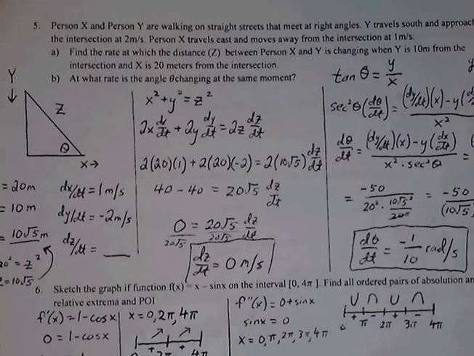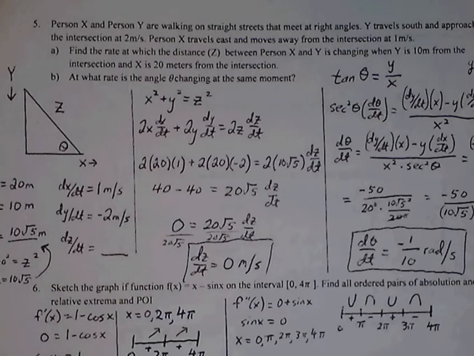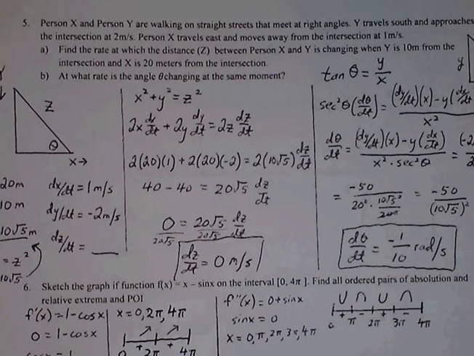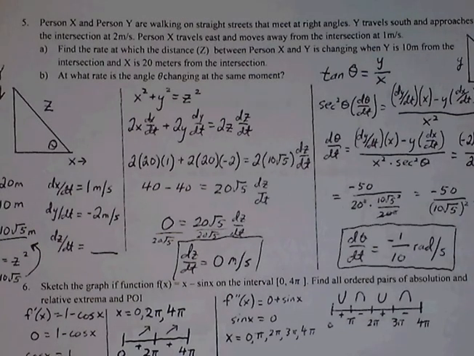Okay, let's finish on the back page. Finish up on the back page of this test review number 2 for the trig unit. Number 5: person X and person Y are walking on straight streets that meet at right angles.